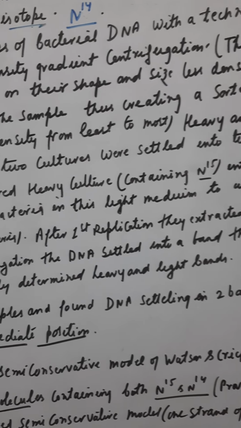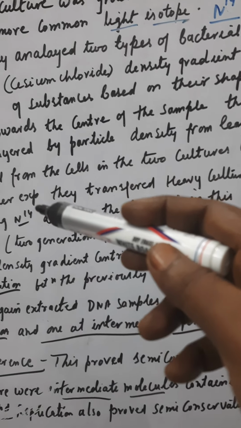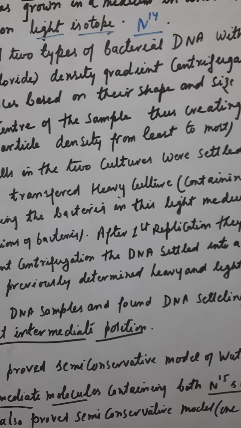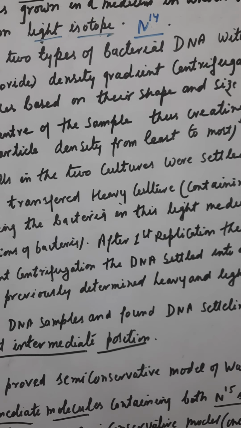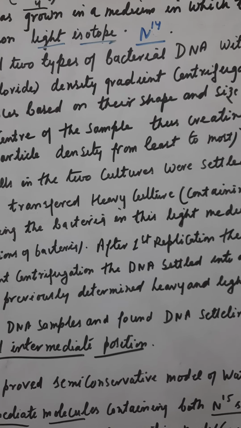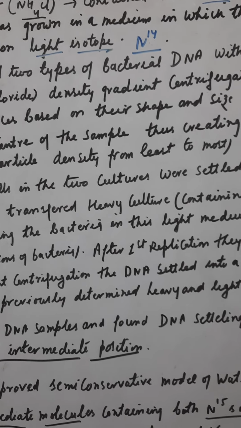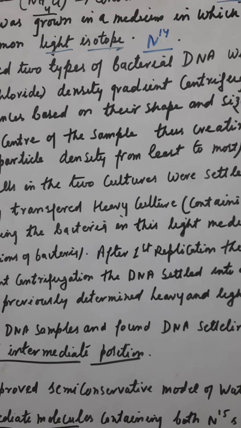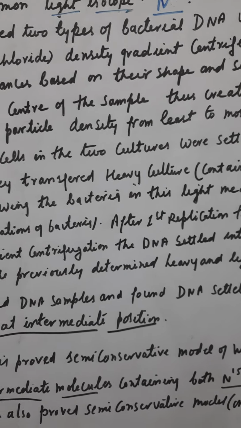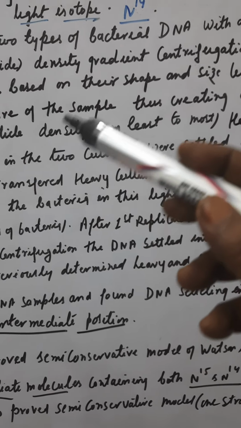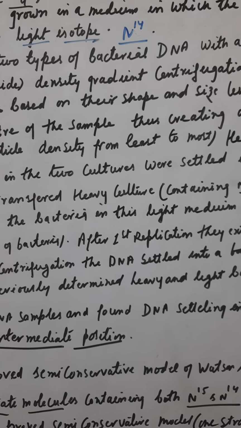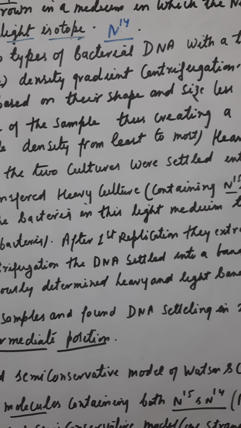Now heavy and light DNA were extracted from the cells in the two cultures. Since we have taken the heavy culture with the heavy isotope N15 and the light culture with the light isotope N14, their DNA was extracted from the cells in the two cultures, and they settled into two distinct bands.